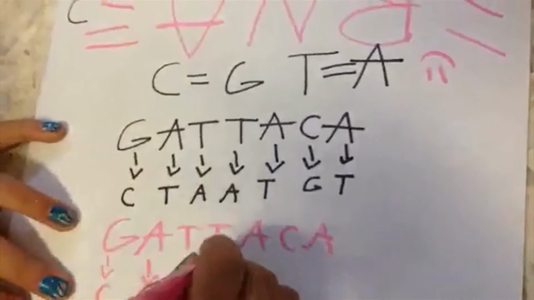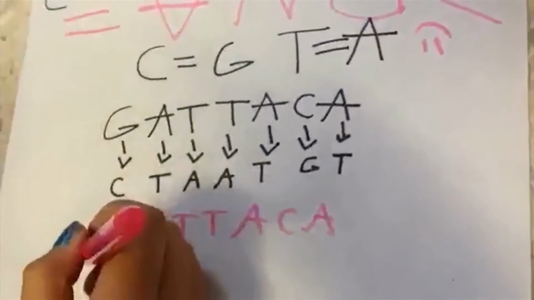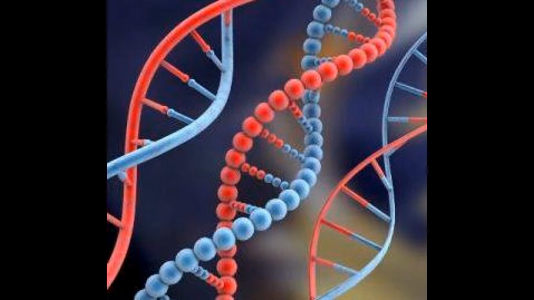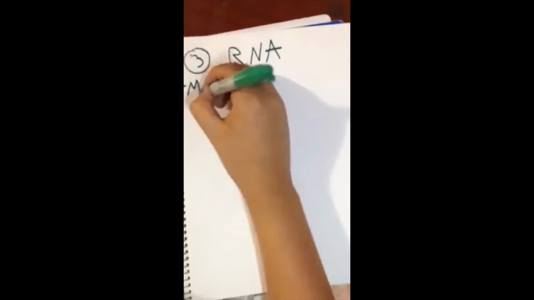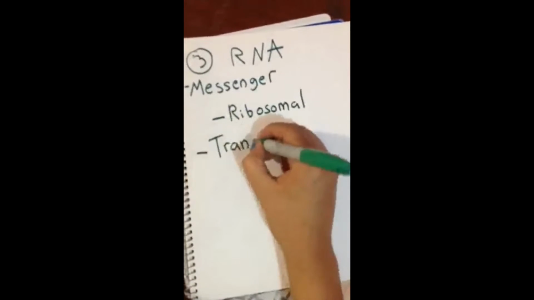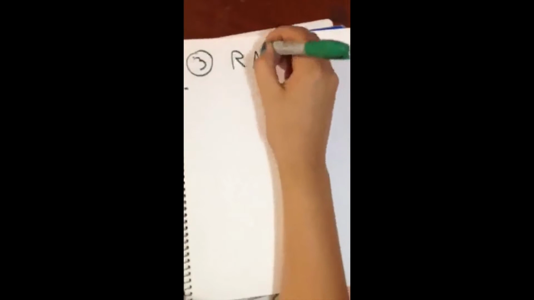Messenger RNA travels from the nucleus to the ribosome to direct the synthesis of a specific protein. Ribosomal RNA is a type of RNA that associates with proteins to form ribosomes in the cytoplasm. Transfer RNA are smaller segments that transport amino acids to the ribosome. The instructions for protein synthesis are encoded in the DNA.